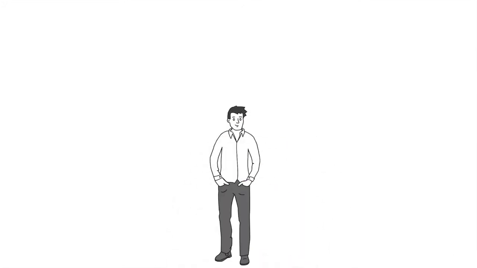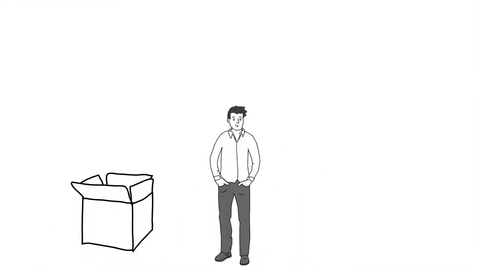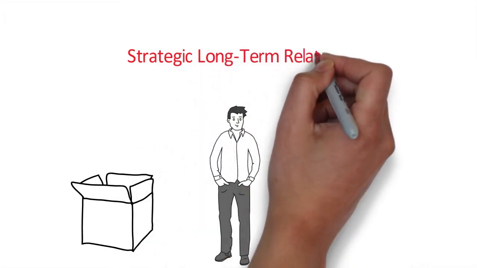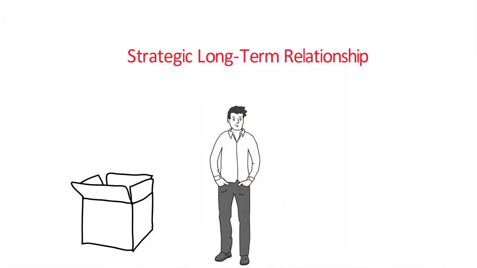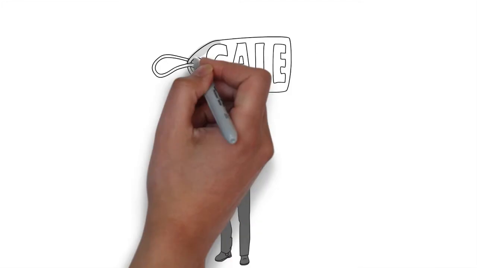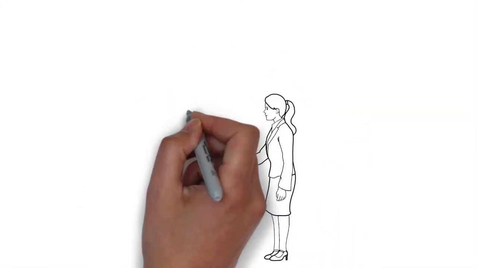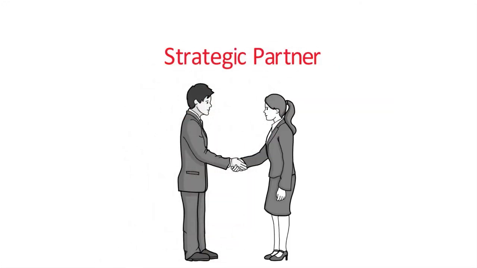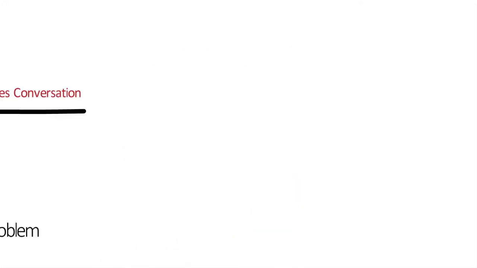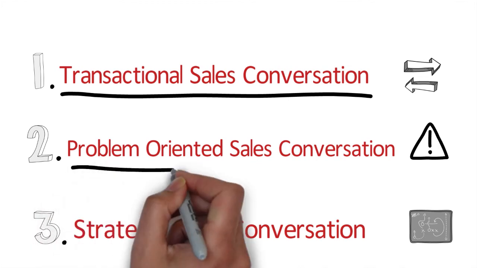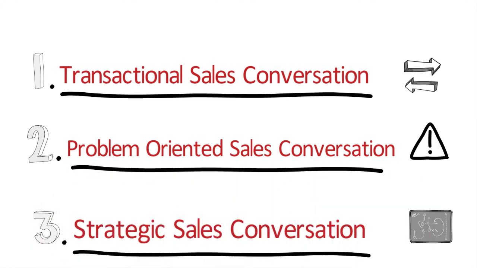For the salesperson, this is an opportunity to uncover and to develop a strategic long-term relationship. The conclusion of a strategic conversation may not just extend to the sale of a product or a service, but establishes the salesperson as a strategic partner to the client. So there you go. Those are the three types of conversations. And it is important for a salesperson to understand when to use what type of conversation, whether it's a prospect, newly acquired client, or selling deeper to existing clients.